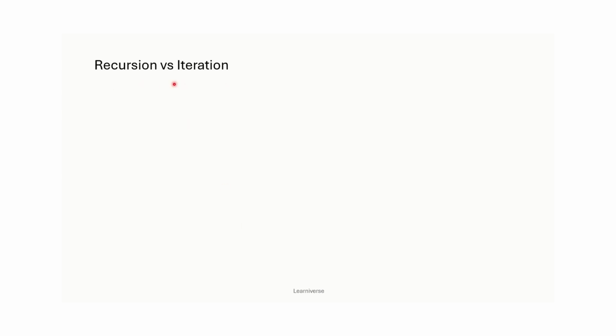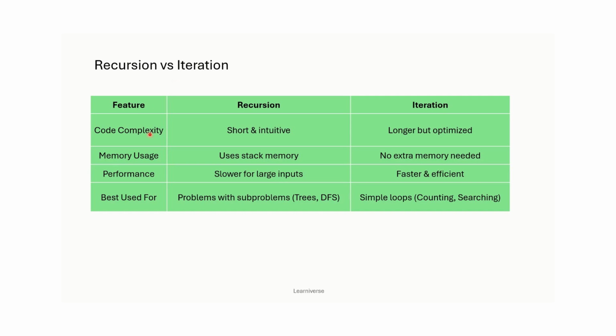So what are the differences between recursion and iteration? With respect to code complexity, recursion is short, and iteration is longer but optimized. With respect to memory usage, recursion uses stack memory and iteration requires no extra memory. And performance: recursion is slower for larger inputs, and iteration is faster and efficient. Recursion is best used for problems with subproblems, whereas iteration is mainly used for simple loops, mainly for counting or searching.